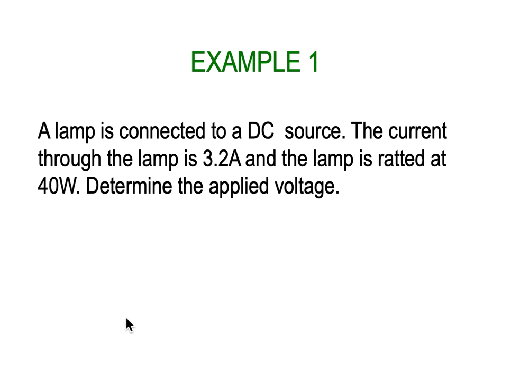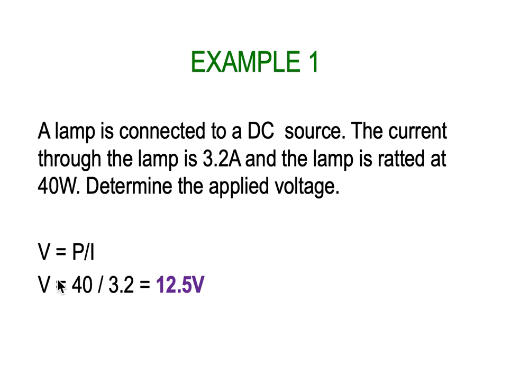So why don't we go through a nice little worked example. If our lamp is connected to a DC source, the current through the lamp is 3.2 amps and the lamp is rated at 40 watts. Determine the applied voltage. So how can we go about doing that?